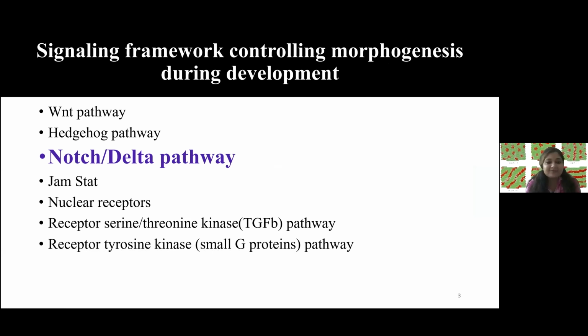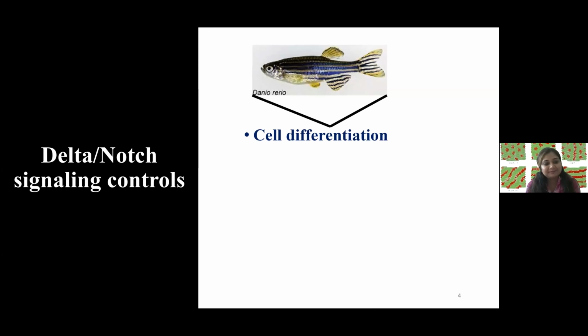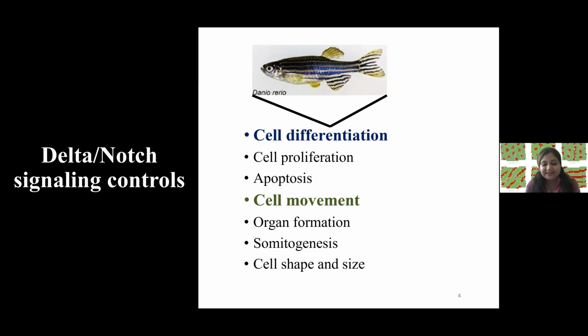So Notch signaling is one of the 7 or 8 pathways that govern centrally the embryonic morphogenesis, ranging from flies to humans. Notch signaling affects multiple development events like cell differentiation, cell movement, and cell shape and size, etc. The figure shows the differentiated cell patterns on the body of the fish with 2 different types of cells.